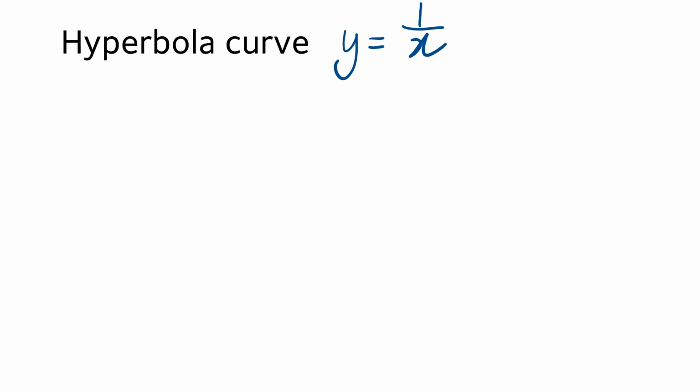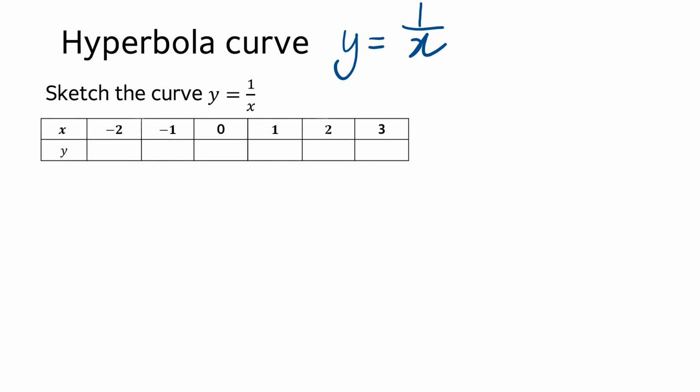So we have done quadratic, and we have done cubic. Let's look at how a hyperbola curve looks. It's in the form y equals 1 over x. Similarly, we're going to have a table of values. We're going to start off with values like -2, -1, 0, 1, 2, 3, and see what happens. I'm going to substitute x to be -2. So I would have y equals 1 over -2, and that gives you -0.5.